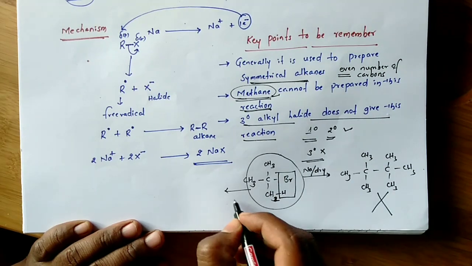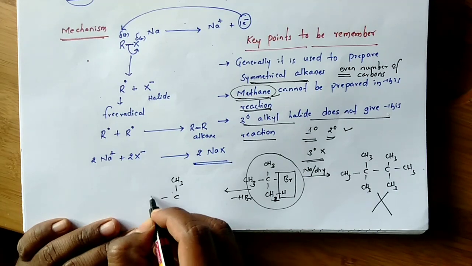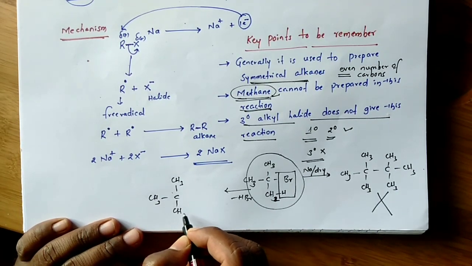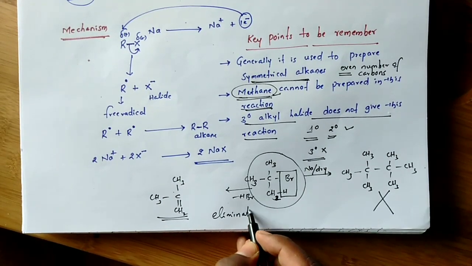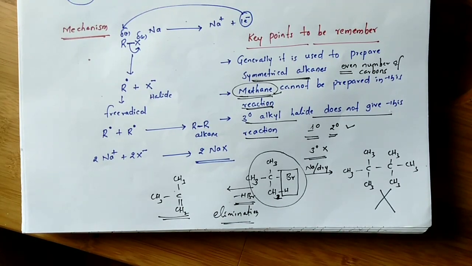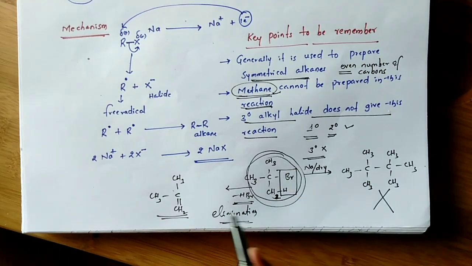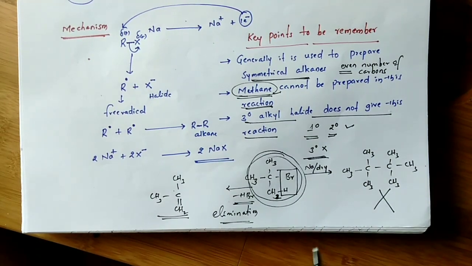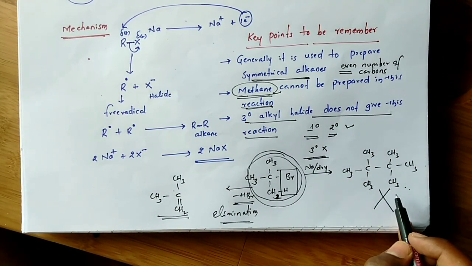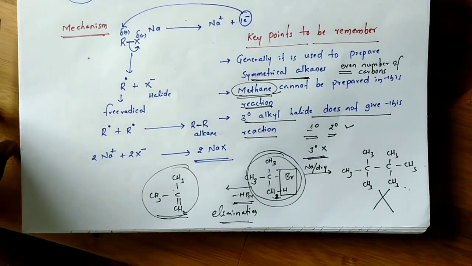So this HBr will be eliminated and some unsaturated compound will be formed. This is an elimination reaction, dehydrohalogenation, which takes place if we take tertiary alkyl halides in Wurtz reaction. So tertiary alkyl halide will never give the Wurtz reaction. This is the reason this product will not be obtained. We get this product actually because of the elimination reaction. So this is about Wurtz reaction. Thanks for watching.